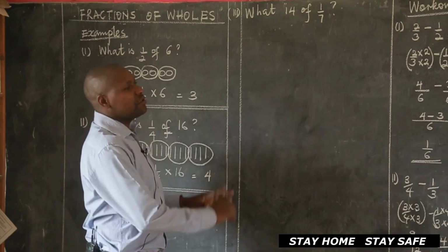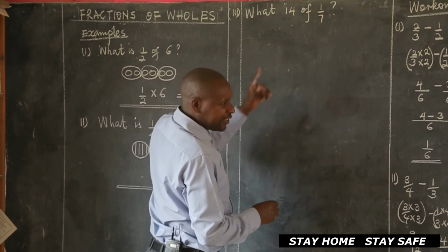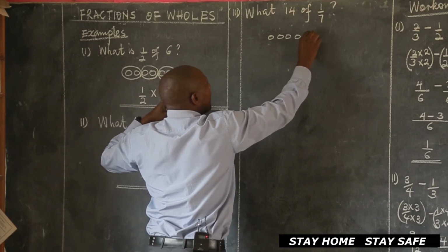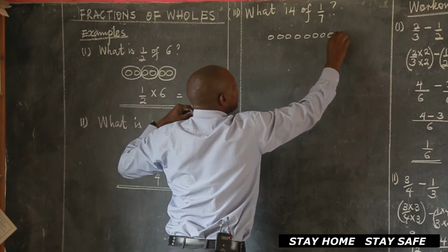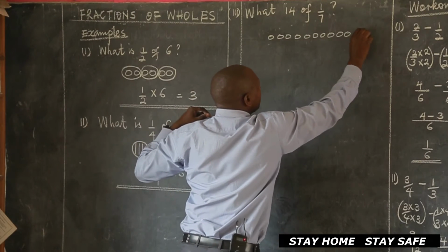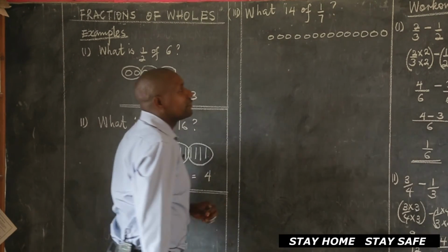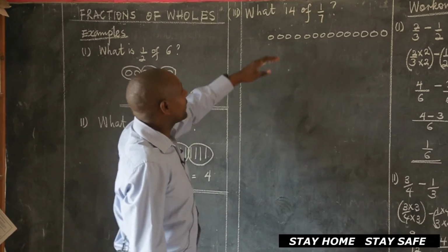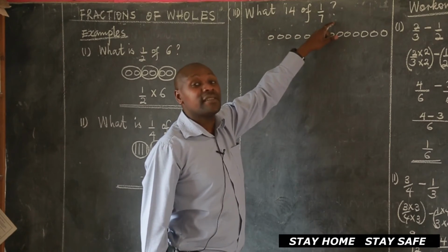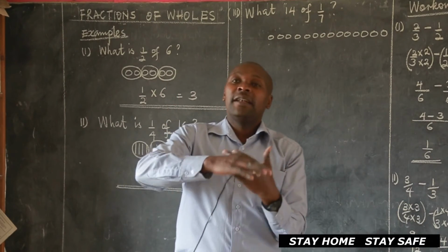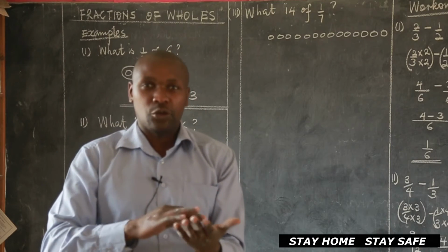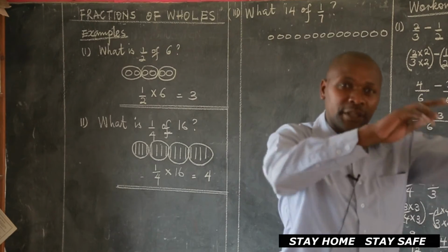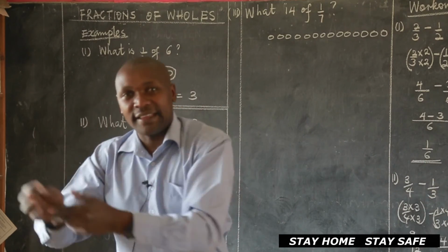Okay? Assume you have your bottle tops, 14 of them. 1, 2, 3, 4, 5, 6, 7, 8, 9, 10, 11, 12, 13, and 14. Those are the bottle tops we have. But they are telling us, group them in 7s. In 7s means, let's count. If we count 7 bottle tops, we form one group. We count other 7 bottle tops, we form another group. Like that, like that, like that.